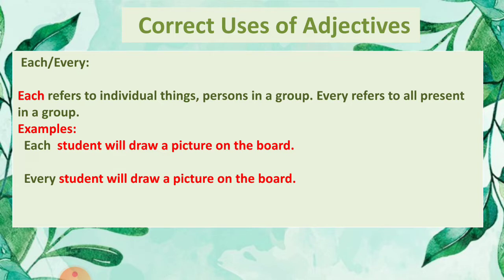Each means one of two or more things of any number, while every means speaking of more than two taken in a group. For example, each student will draw a picture on a board. Every student will draw a picture on a board, right? So these are the examples of each and every.